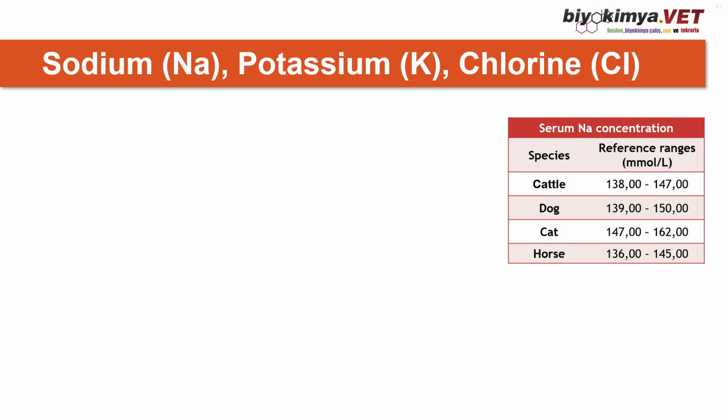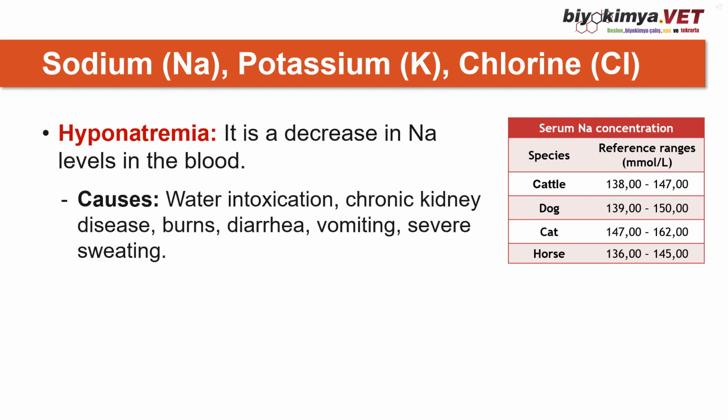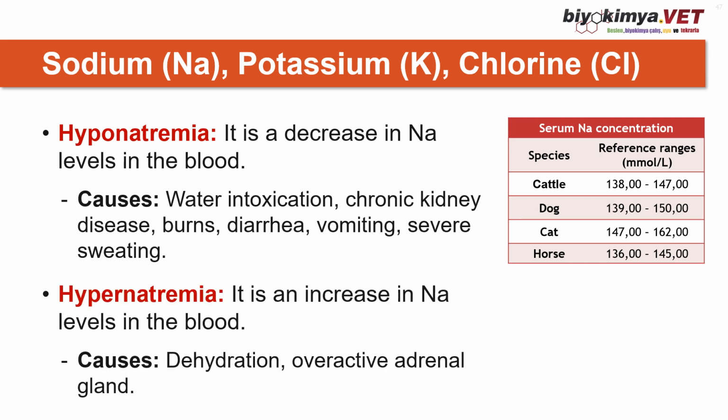And here you see the reference ranges for serum sodium concentration in some species. The decrease in sodium concentration is called hyponatremia, and some causes are water intoxication, kidney failure, chronic kidney failure, diarrhea, vomiting, etc. And the levels in blood are expressed, as you see here in the table, in millimole per liter, or in some milliequivalents per liter.